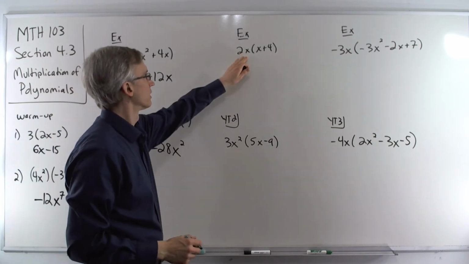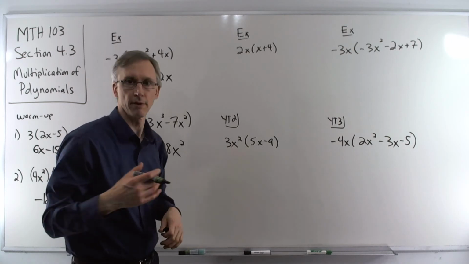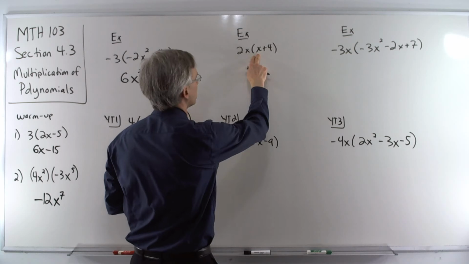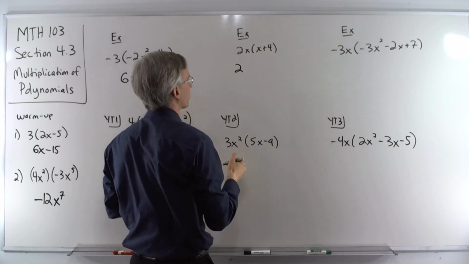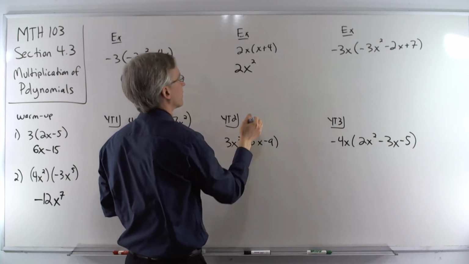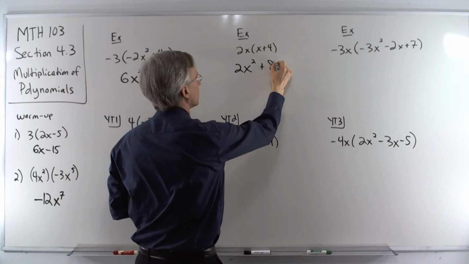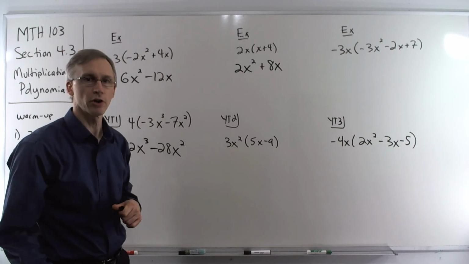Now we're going to distribute in something with a variable. So we're going to have to keep in mind the properties of exponents. 2x times x, the coefficient here is just 1. So we got 2 for the coefficient. X times x is x squared. Now we're just multiplying by a number, so 2x times 4 is 8x. Variable part doesn't change in that one. Your turn, number 2.